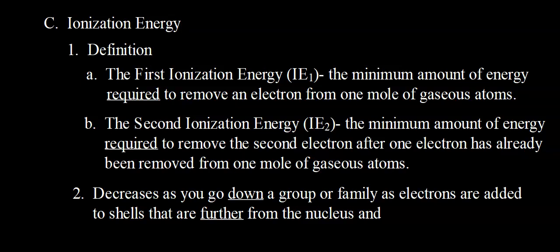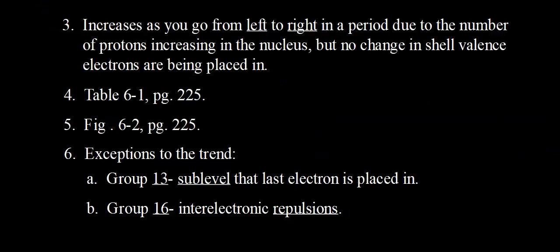Again, electrons are being added to higher energy levels, further from the nucleus, with weaker attraction to the nucleus, therefore they are easier to remove. Ionization energy increases as you go from left to right, again opposite of atomic radius. This is not a coincidence. As you go left to right, nuclear charge increases, the attraction between the electrons and the nucleus increases, and therefore it is harder to remove or requires more energy.